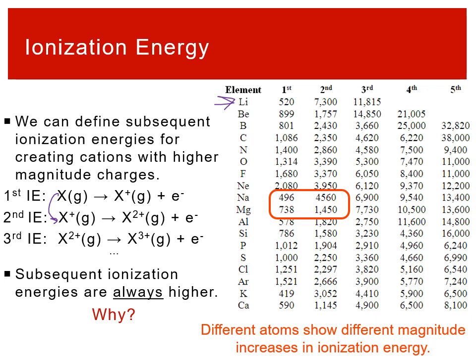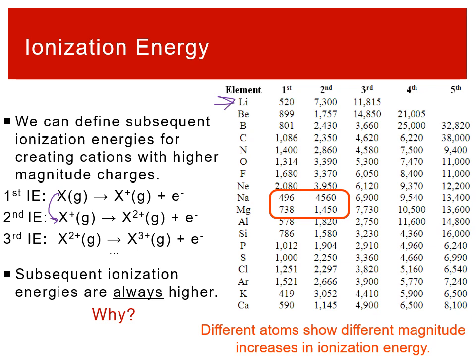But if we look at the second ionization energies, they both go up. Sodium goes from 496 to 4560, whereas magnesium goes from 738 to 1450. So they both go up, but we can see that sodium has a much larger jump, right? It's like 10 times higher, whereas magnesium is only about 2 times higher.